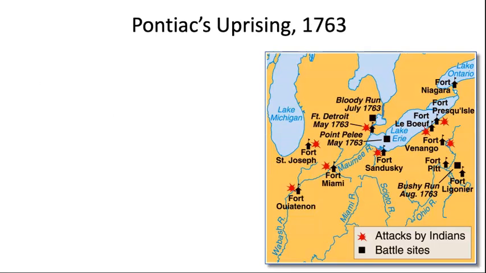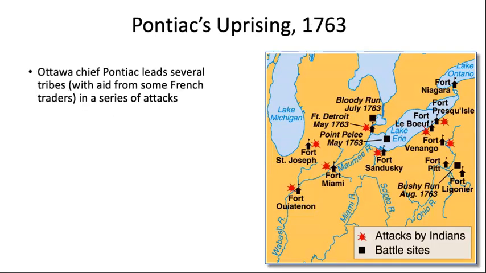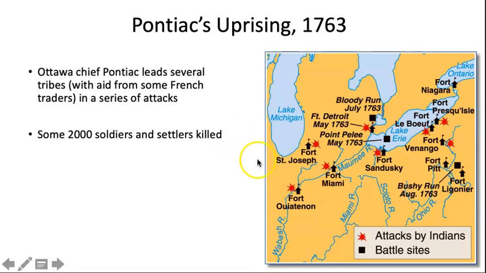Natives say not so fast. Chief Pontiac, who is an Ottawa chief, gathers a bunch of other tribes up in what is right now, this is Michigan, this is Canada, Ohio. They get together and they kill a lot of people. 2,000 soldiers and settlers killed in a pretty short amount of time. They attack all of the various forts, some of these were formerly French forts. Now they're all British. They attack the forts, attack settlers. The British send in a lot of forces, and the rebellion is quickly put down.